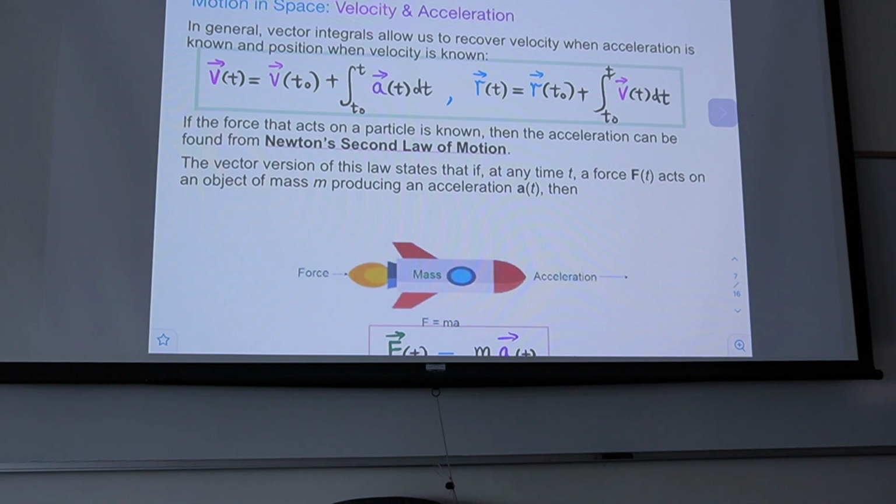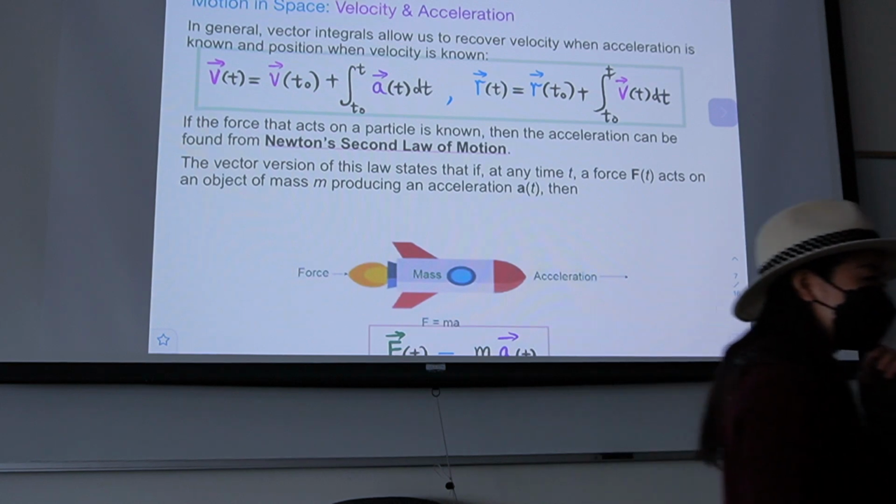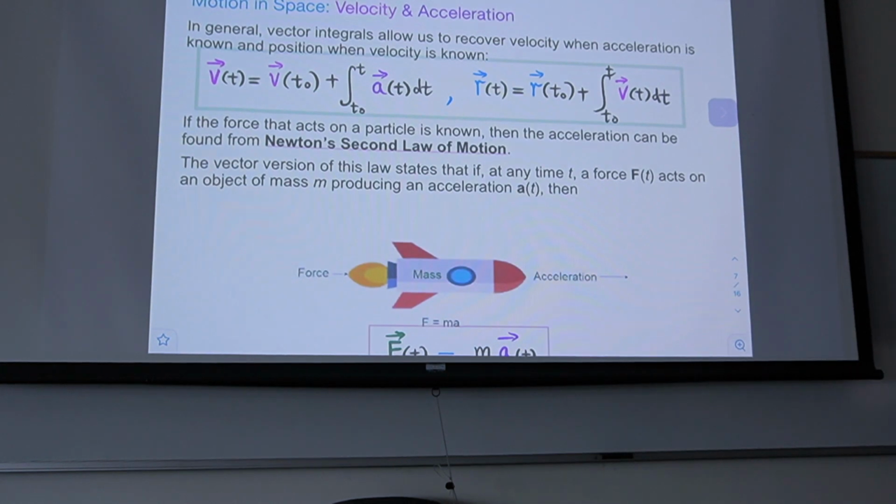If the force acting on the particle is known, then the acceleration can be found by Newton's second law of motion. Do you guys remember what Newton's second law of motion is? Force equals mass times what? Acceleration, right? That's the second law.